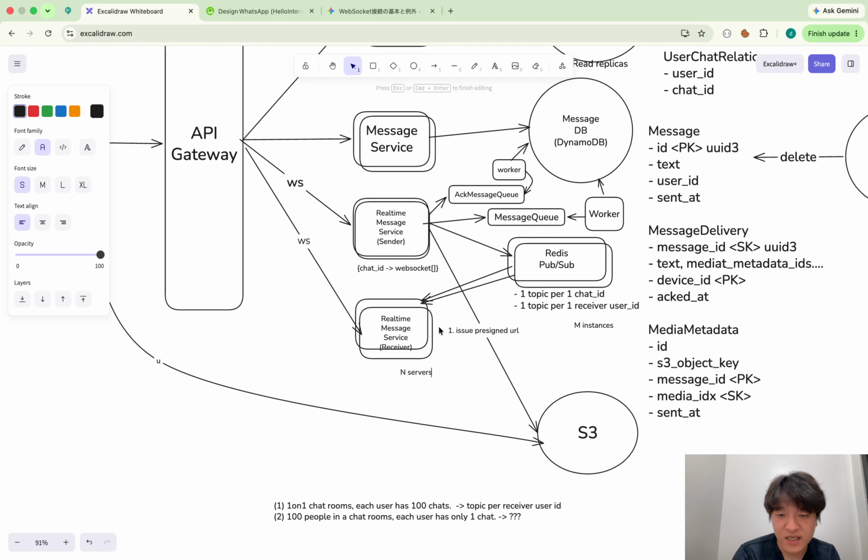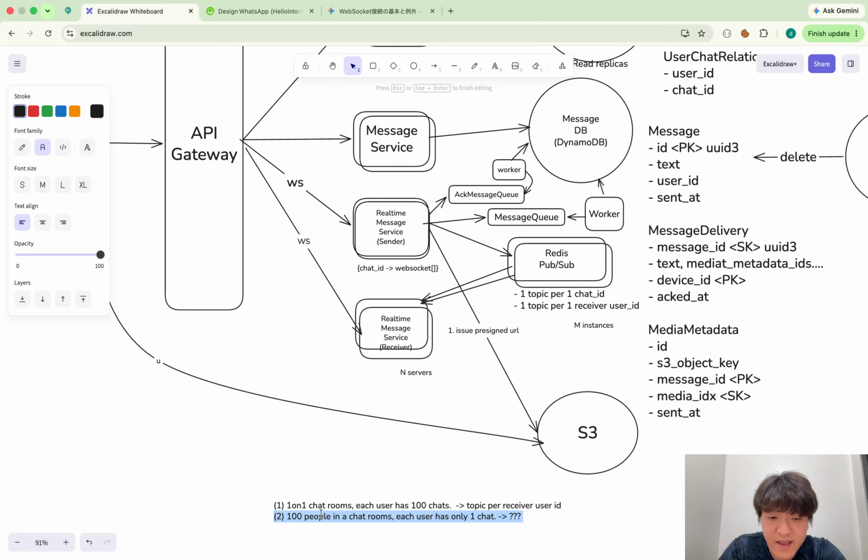So actually, as I said, the problem that one server subscribes to multiple topics, which correspond to the chats, doesn't become a big issue. The true problem is the memory usage in Redis PubSub in this case. Okay, now I will talk about the second scenario.